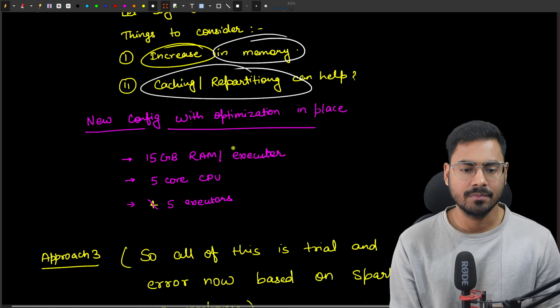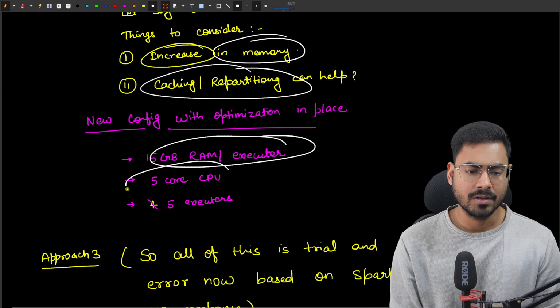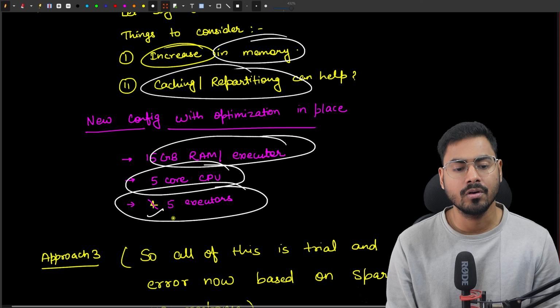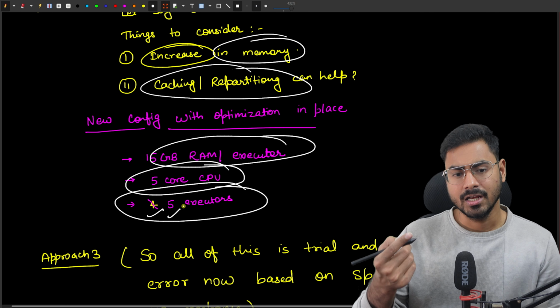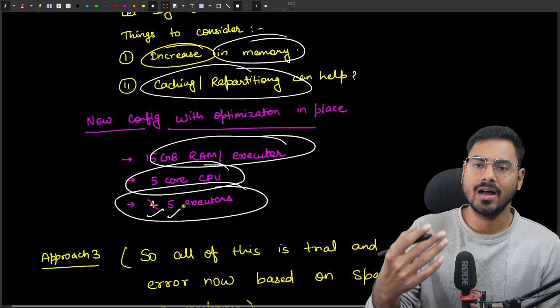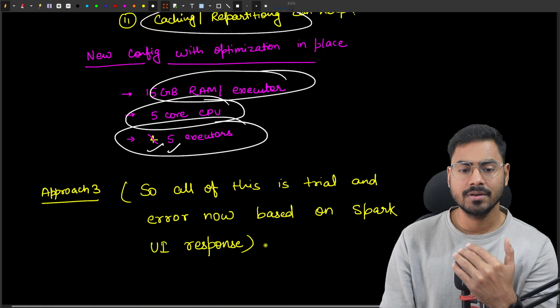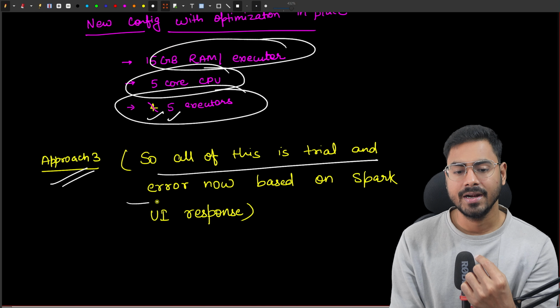And then what I'm thinking, I'll keep the RAM the same for now. I'll keep the cores also the same. I'll just increase the number of executors from 4. I'm going to give it 5. And again, I'll see, do I meet the SLA? If yes, then what else can be further optimized? So this is trial and error. That is where I talked about approach 3, where I'm saying this will be trial and error.